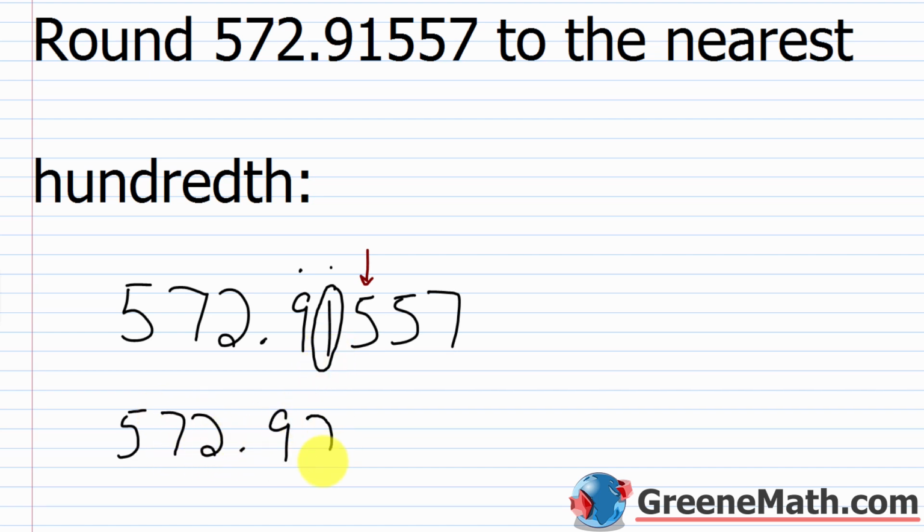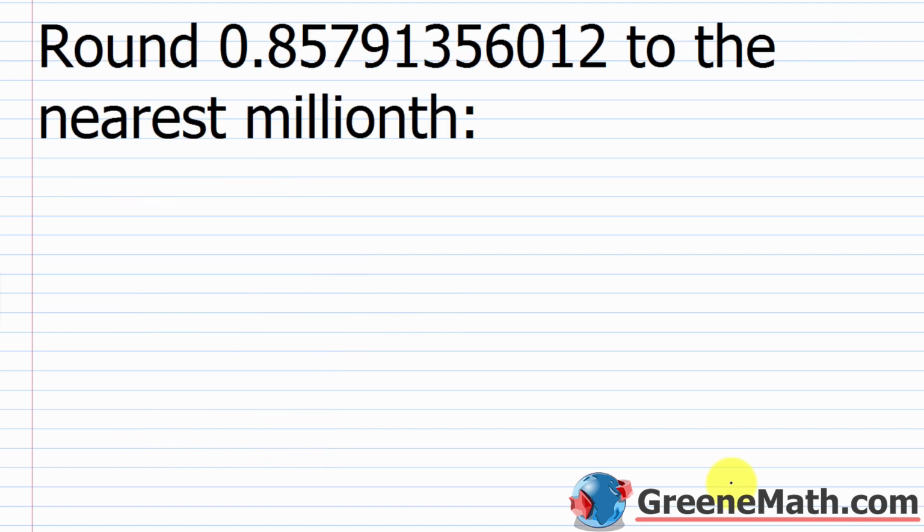So I'm going to have 572.9, 1 plus 1 is 2. And then again, I would replace all of these with zeros, but they don't add any value to the number, so I just leave them off. Right? I can just not put anything else after that. So my final answer here would be 572.92.